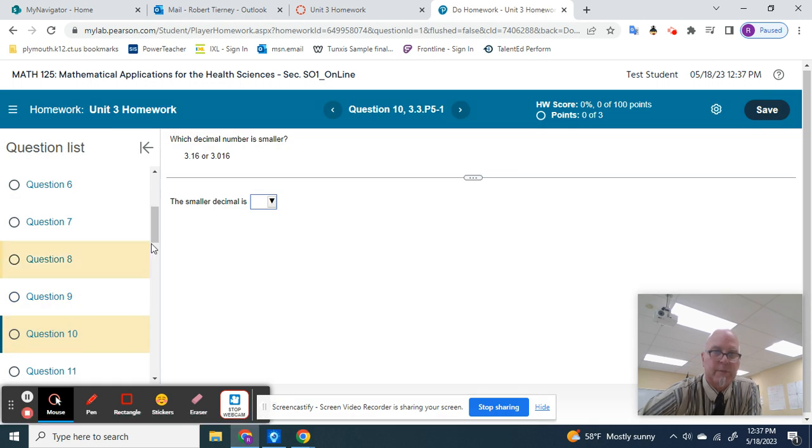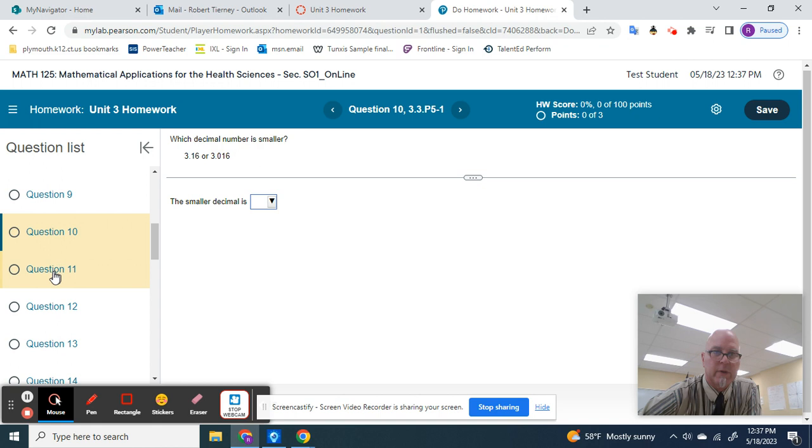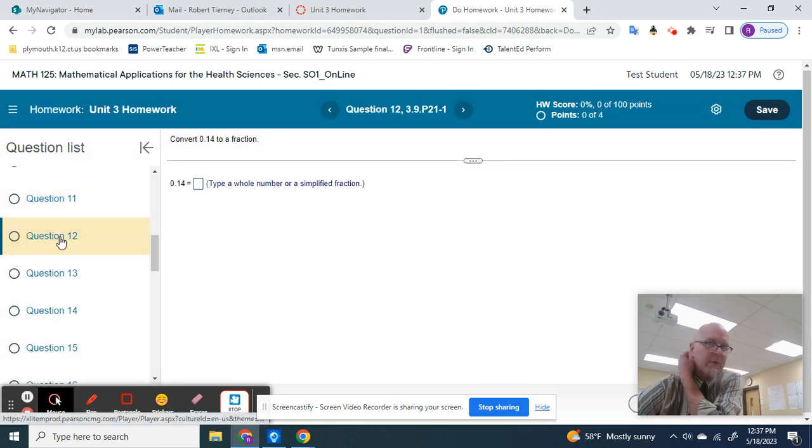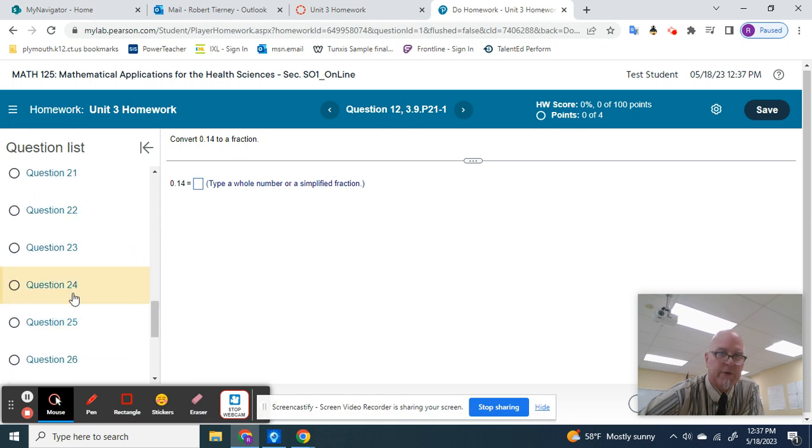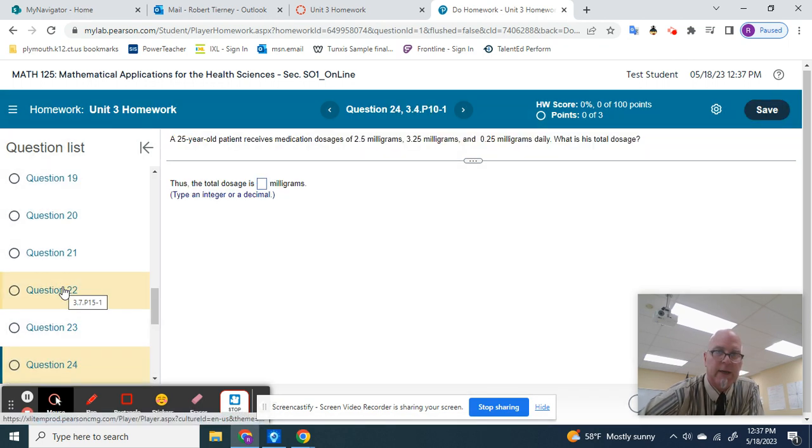Question number 10, bigger or smaller decimals? Question number 11, same thing. Question number 12. Okay, convert to a fraction. That's going to be some other stuff from the other side. I think there are the same 32 questions going on here. I'm jumping to 24, maybe 21.